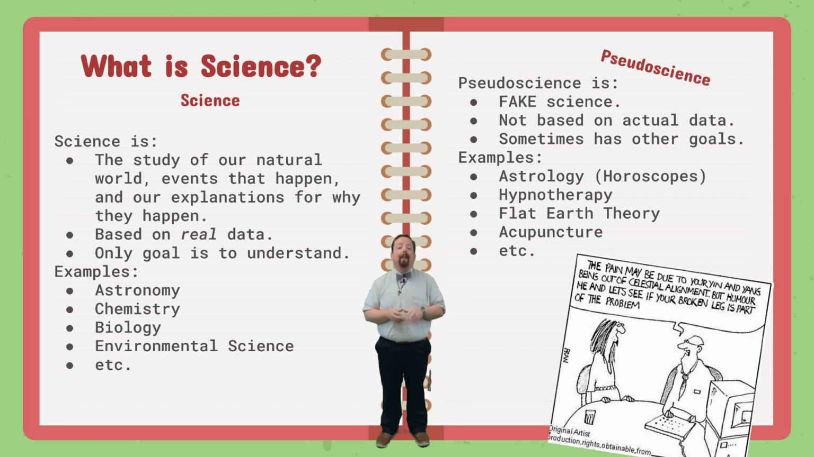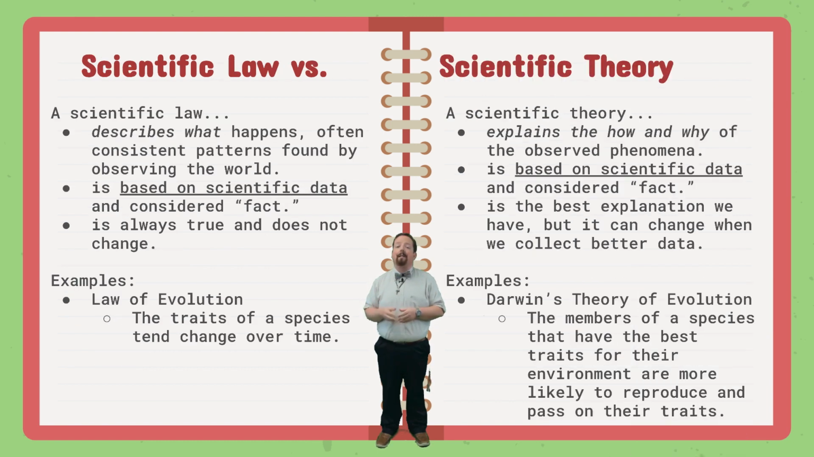Pseudoscience can often have other goals, like convincing people to buy something, or convincing people that someone's out to get them, like conspiracy theories. Some examples are astrology, like horoscopes, hypnotherapy, like you're being hypnotized to help you break a bad habit, the flat earth theory, or acupuncture, all of which have no concrete scientific evidence that they are true or effective.